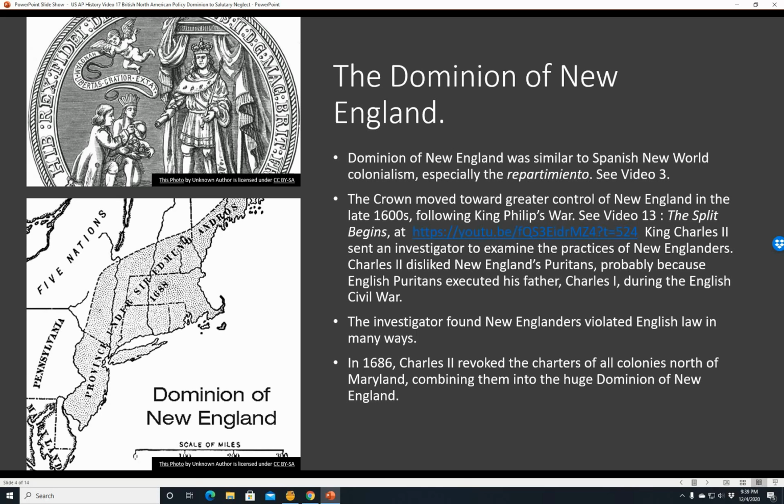The investigator found New Englanders violated English colonial law in many ways. In 1686, Charles II revoked the charters of all colonies north of Maryland, combining them into the huge Dominion of New England. And so here you can see the Dominion of New England. Let's move on.